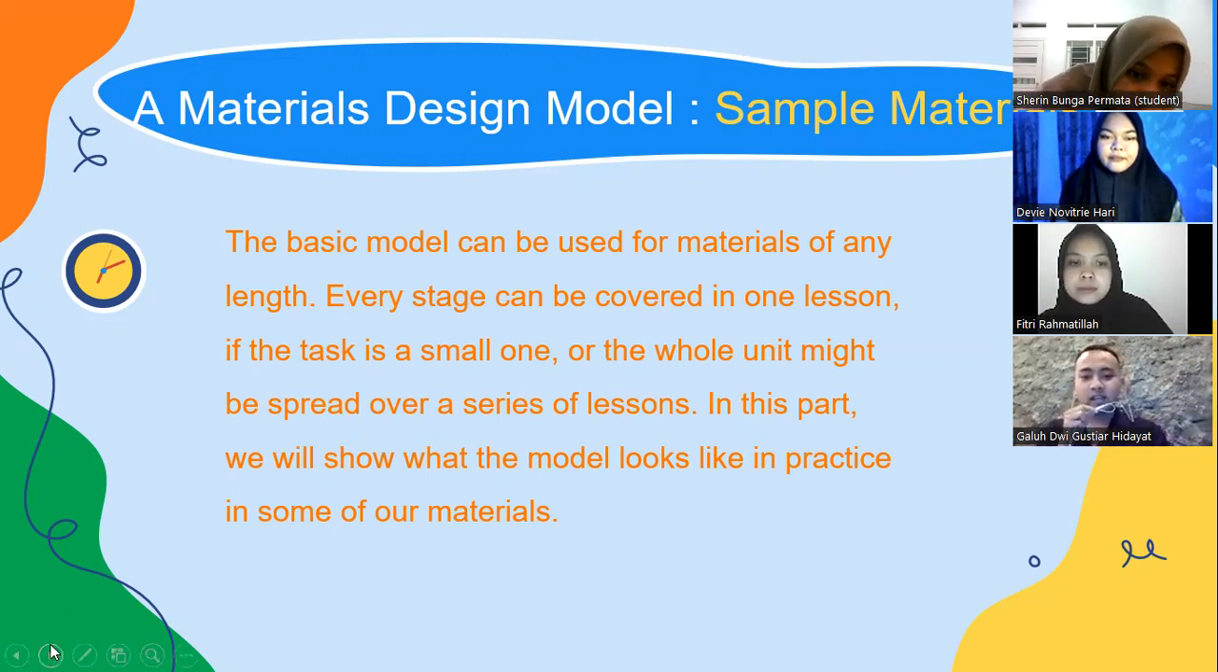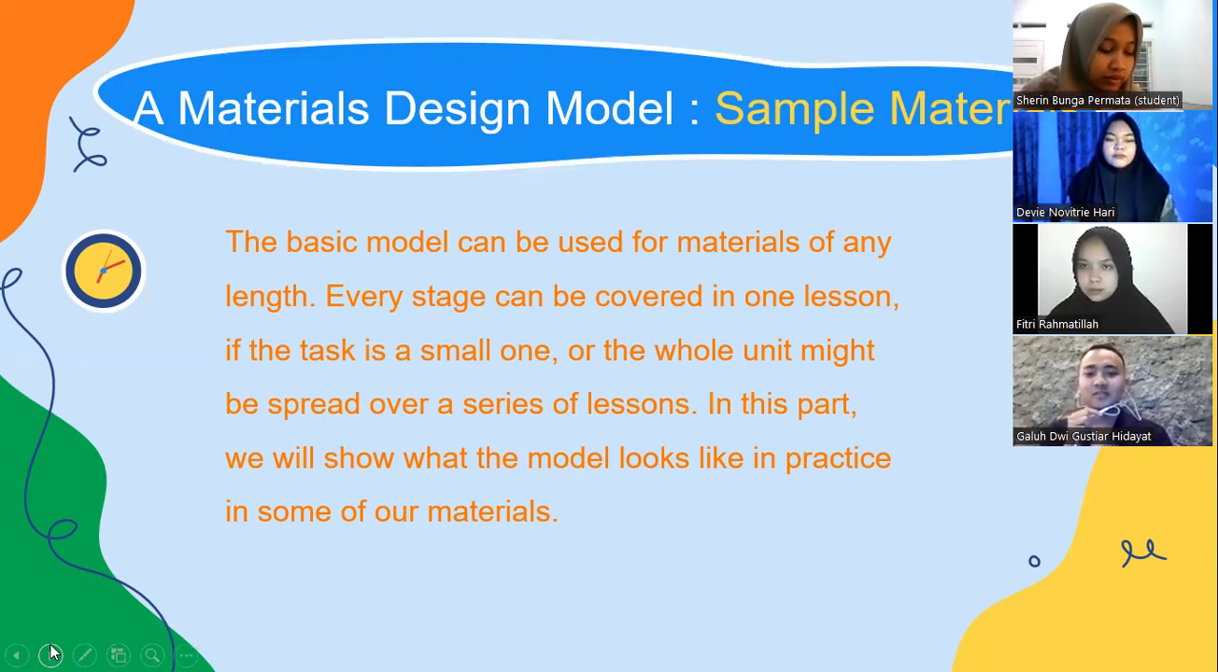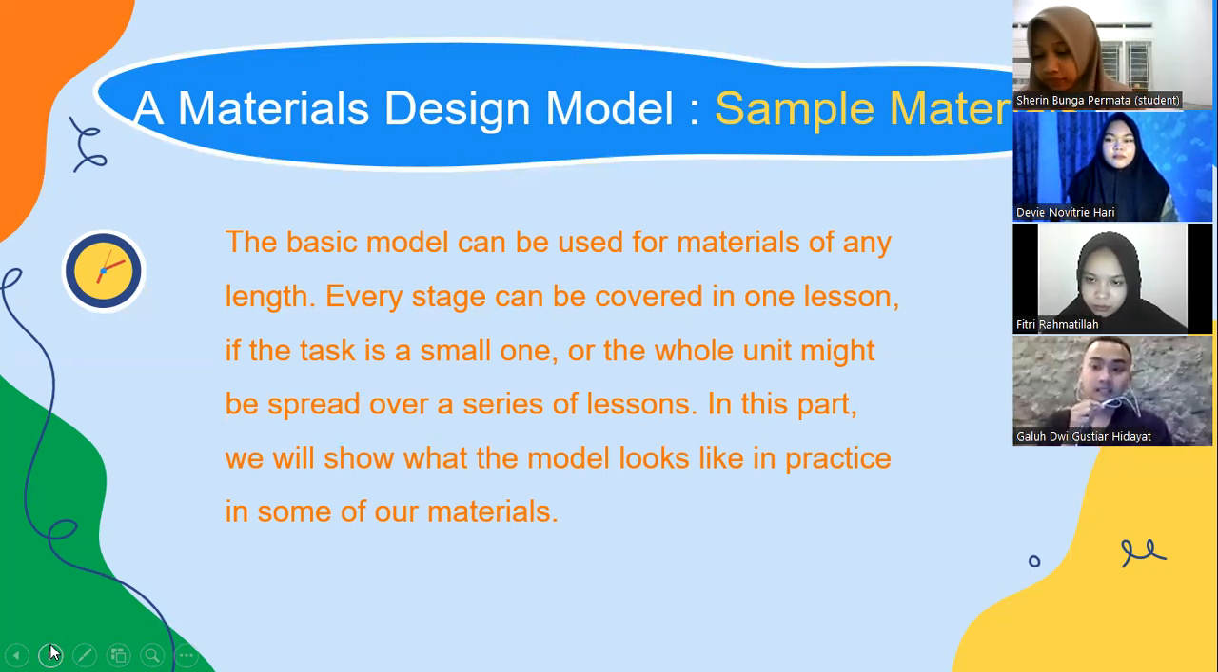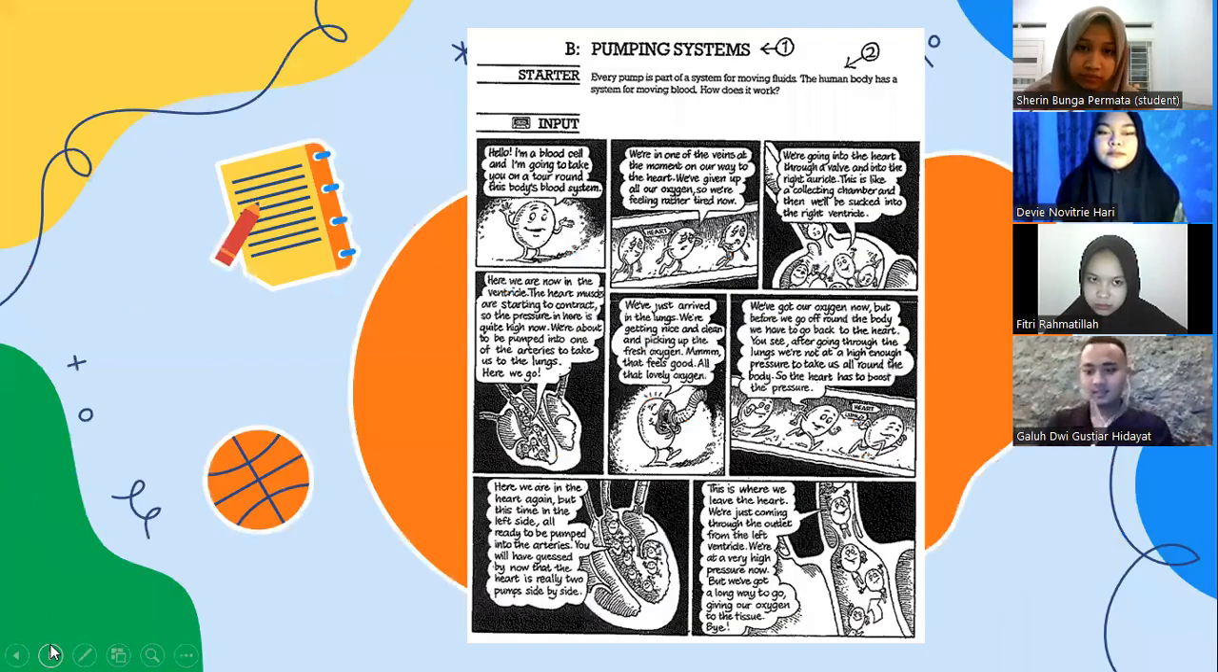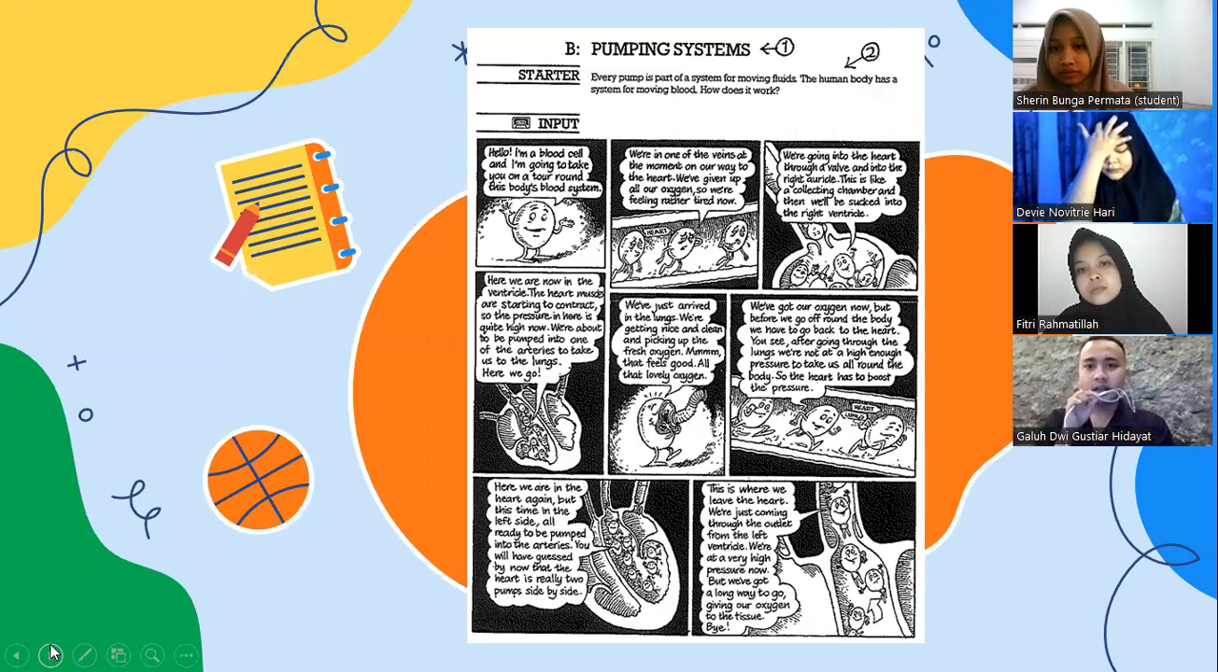As the unit title indicates, language is appropriate to an area of content. The topic represents a common form of technical discourse describing a circulatory system, in this case presented from an unusual point of view. Next slide. This is an example of a pumping system. Every pump is part of a system for moving fluids. The human body has a system for moving blood. How does it work? Next slide.